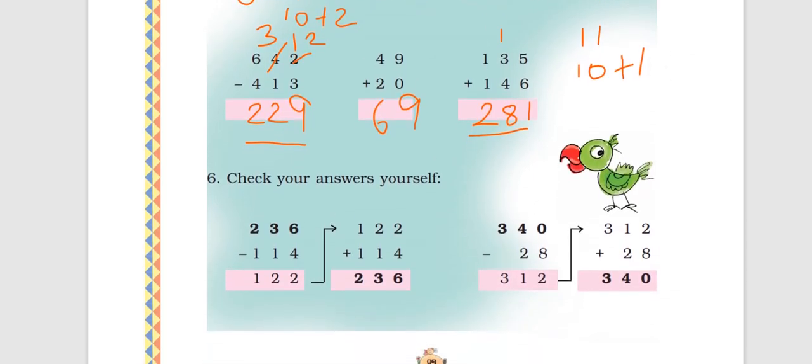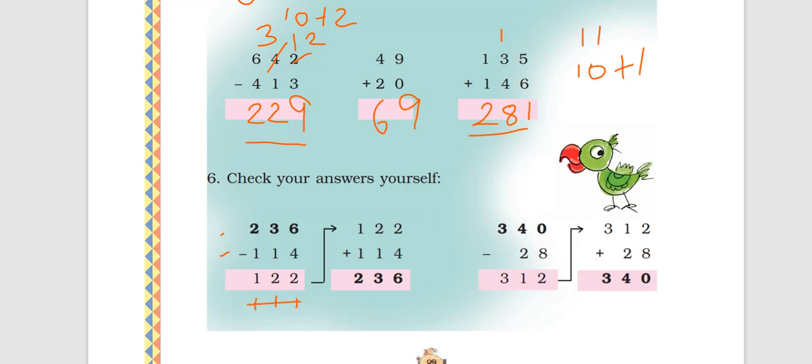Check your answers yourself. Okay. What's happening over here is, first let's do the subtraction. 236 minus 114. 6 minus 4 gives me 2 in the ones column. 3 minus 1 gives me again a 2 in the tens column. 2 minus 1 gives me 1 in the hundreds column, right?